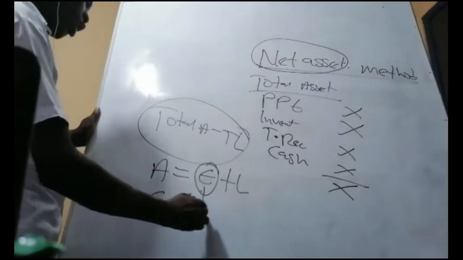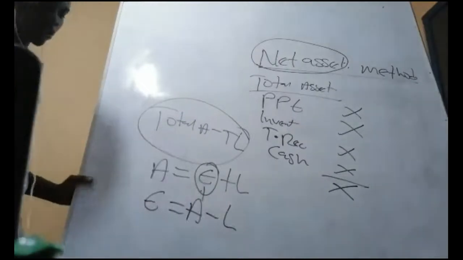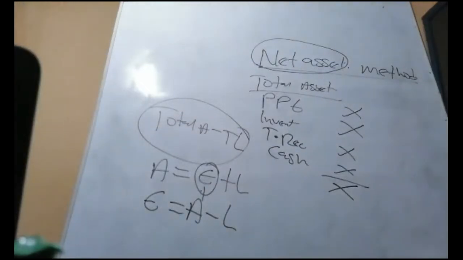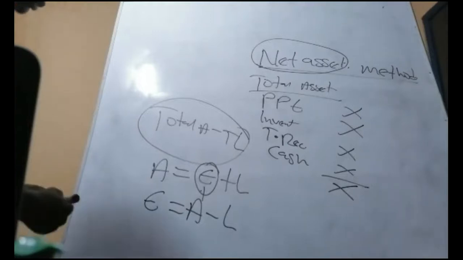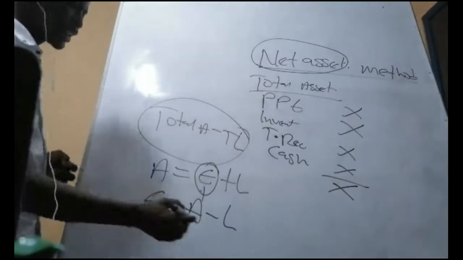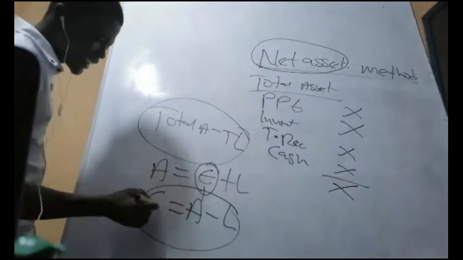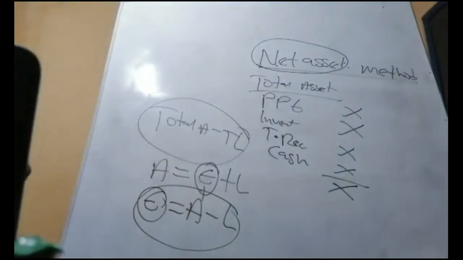After deducting all liabilities from where? After deducting all liabilities from all assets. So that is the equity. This is the method that we are using. This is the net assets. I'll walk you through some of them.